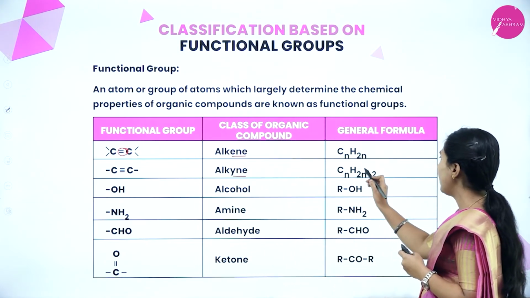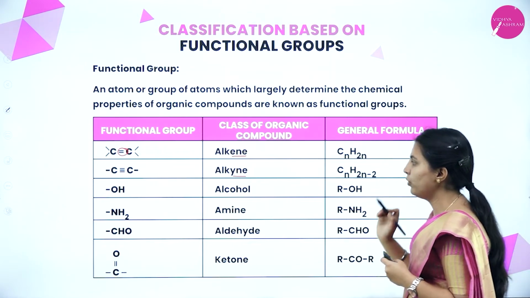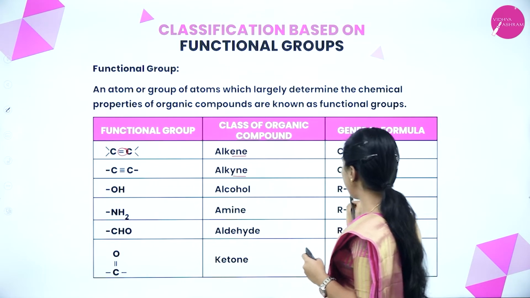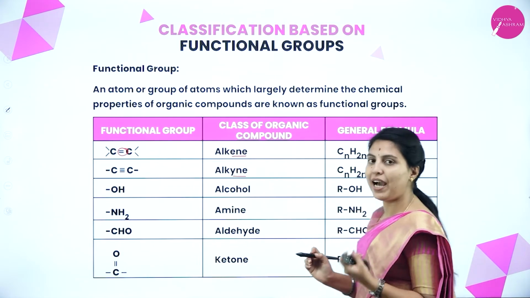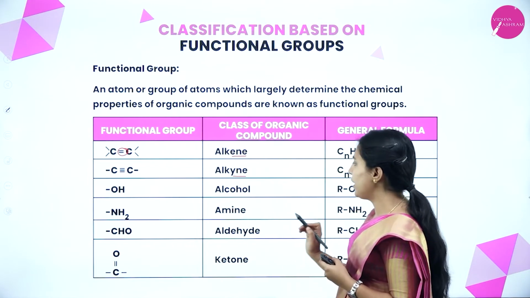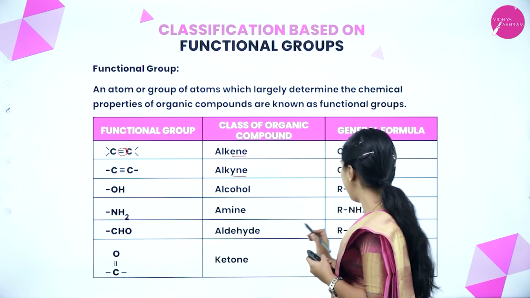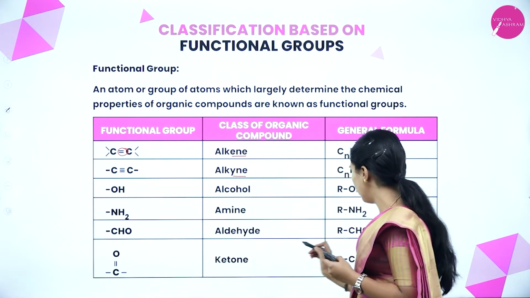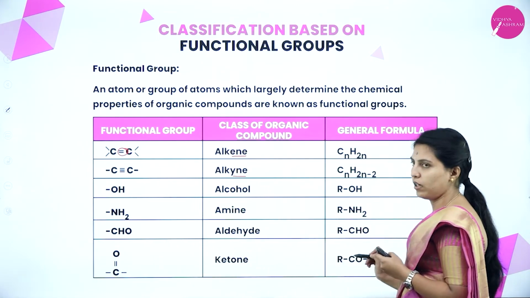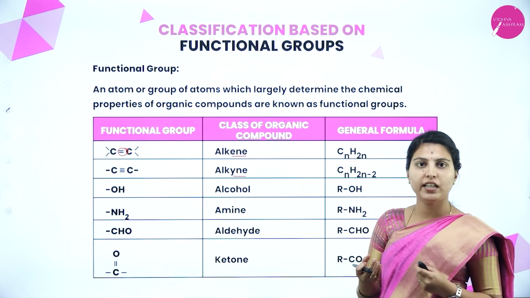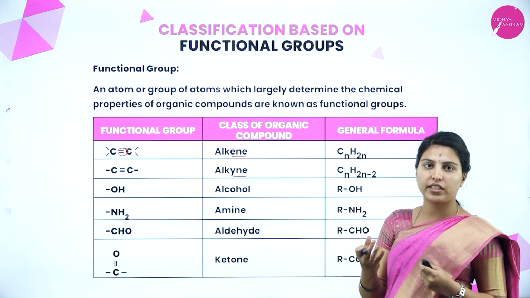See here, CnH2n minus 2. OH means alcohol, and this is the general formula, ROH. R may be alkyl or aryl. NH2 is amine, RNH2. CHO is aldehyde, RCHO. CO is ketone, RCOR. R may be alkyl like CH2, CH3, like that. Another side, R may be ring structured.